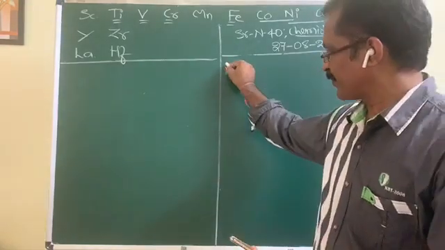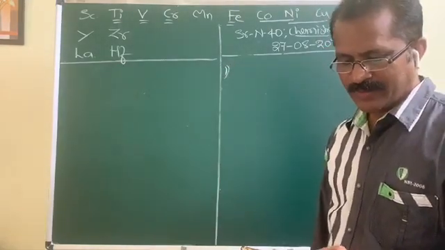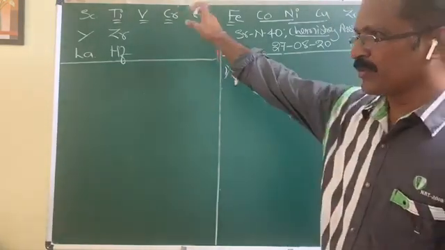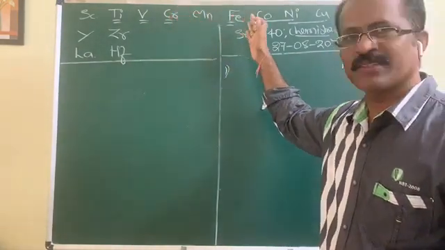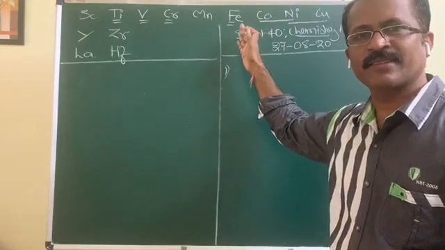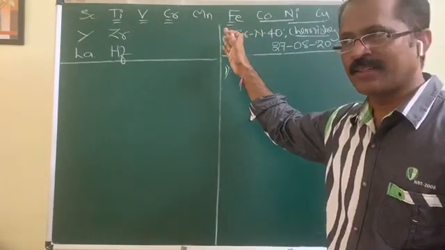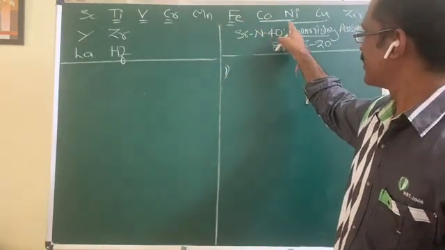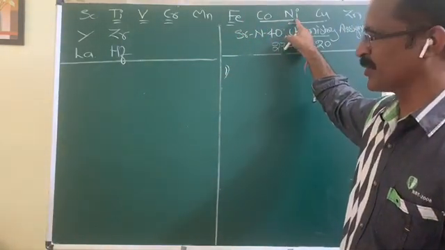Here, the first question is about the element which exhibits the highest density in the 3D series. You know, from left to right in a given series, atomic size decreases and atomic mass increases. Therefore, their density increases. In this series, density of elements increases up to nickel.